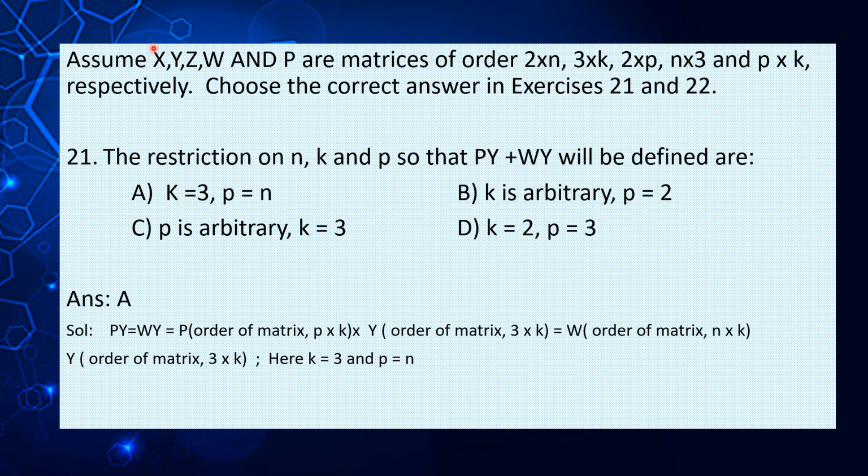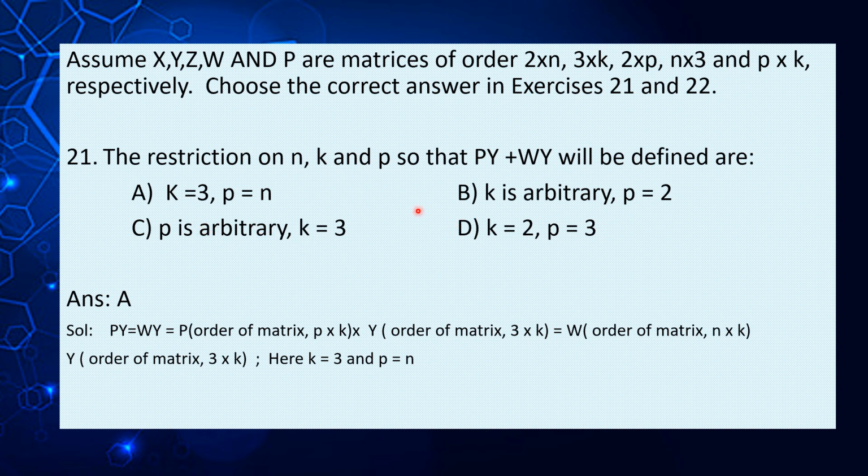Assume X, Y, Z, W and P are matrices of order 2 into n, 3 into k, 2 into p, n into 3 and p into k respectively. Choose the correct answer in question number 21 and 22. 21st question. The restriction on n, k and p so that PY plus WY will be defined are.